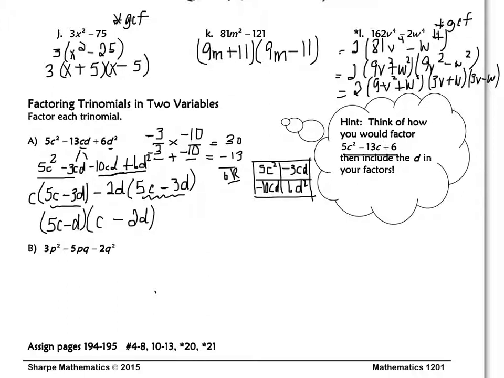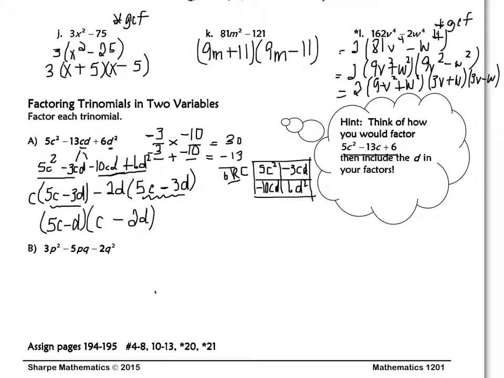And then if you remember, with the box method, you look at each row and factor out the common factor of each row. So in the first row, there's a 5c squared and a negative 3cd. So the only thing that's common to that row is a c. And then you look at the second row, you got a negative 10cd and a 6d squared.